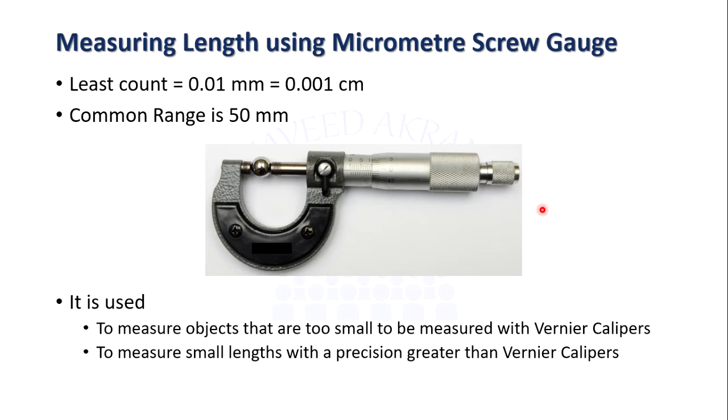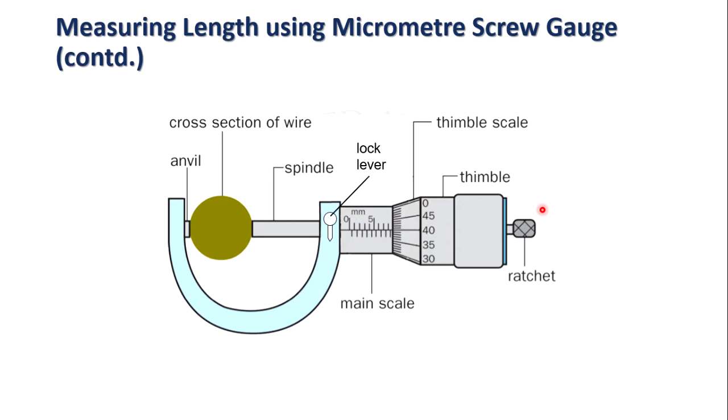It is used to measure objects that are too small to be measured with Vernier calipers and to measure small lengths with a precision greater than Vernier calipers. As I told you that it is 10 times more precise than Vernier calipers. So for measurements of objects that are too small where we need a greater precision, we use Micrometre Screw Gauge. This is the figure which illustrates the different parts of Micrometre Screw Gauge.